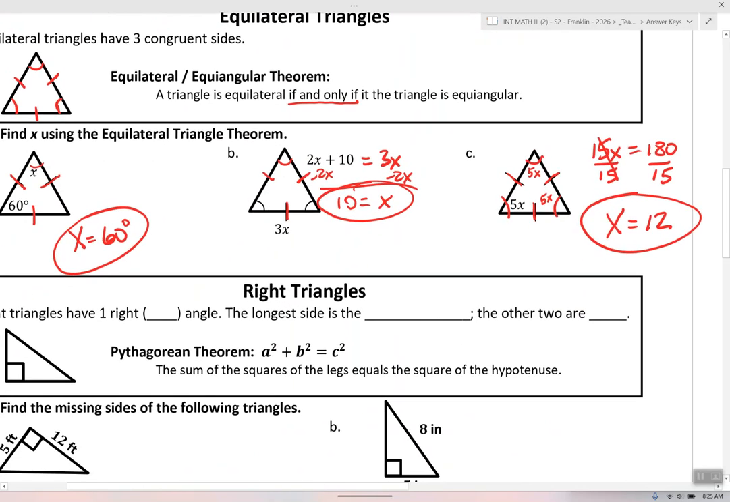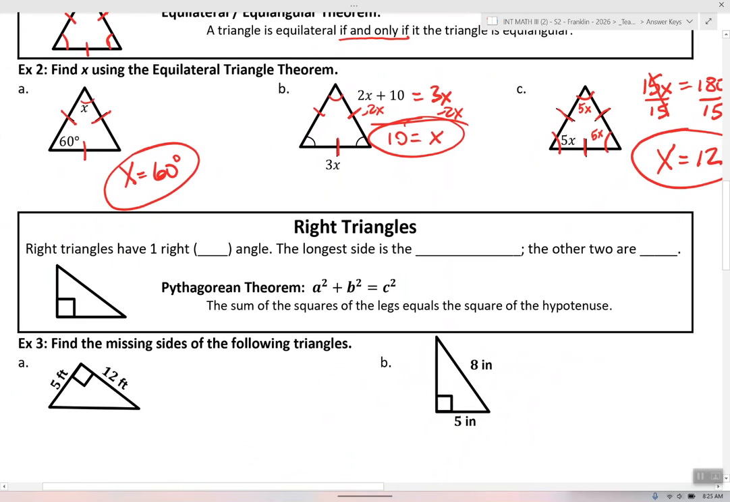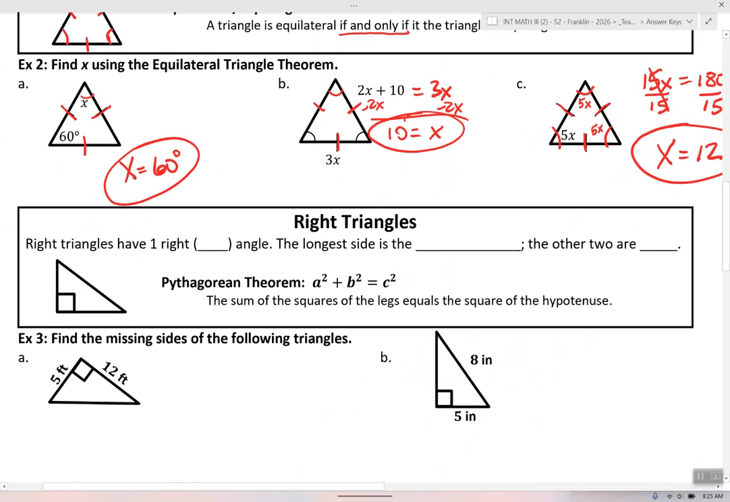Okay, our final type of triangle we're going to discuss in these notes is called a right triangle. Right triangles have one right angle. That's a 90-degree angle. The longest side, which is always the one across from the 90-degree angle, is called the hypotenuse. And the other two sides are known as legs.